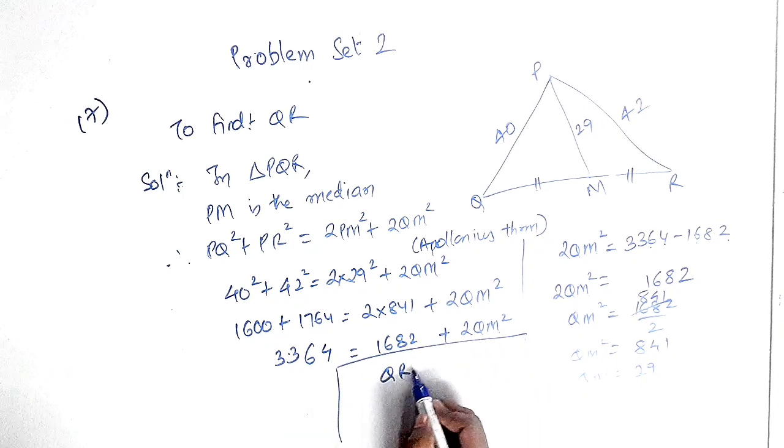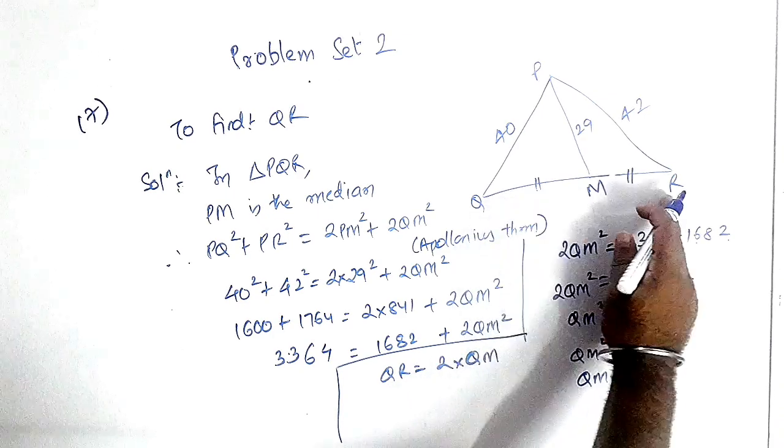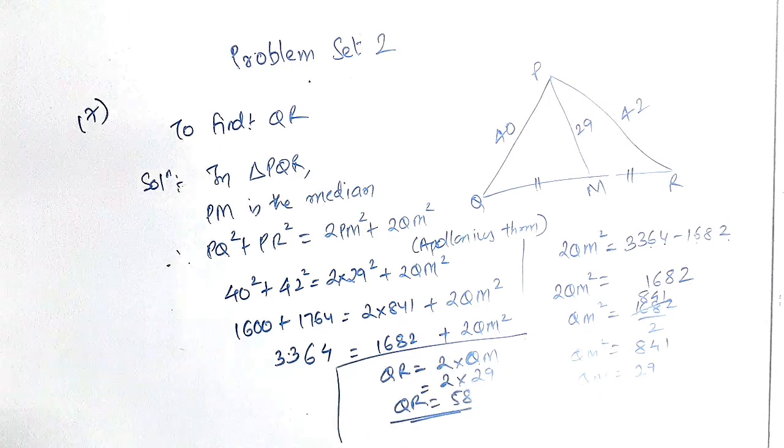We are not interested in QM. They have asked us QR. What is QR? QR is twice of QM because M is the midpoint. So 2 into 29, it is 58. QR is how much? It is 58.